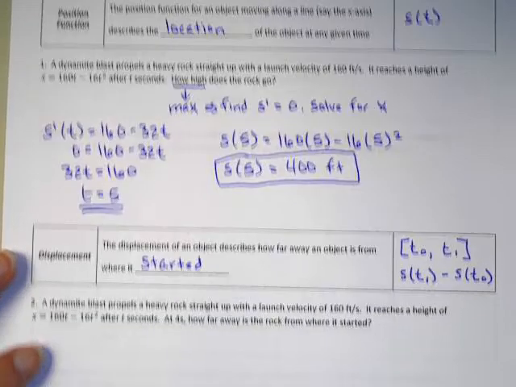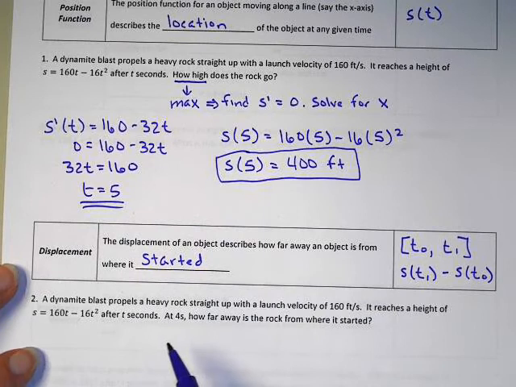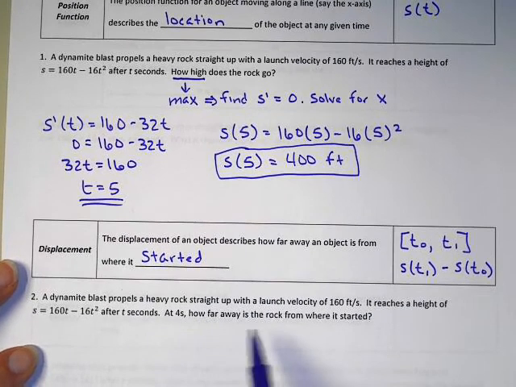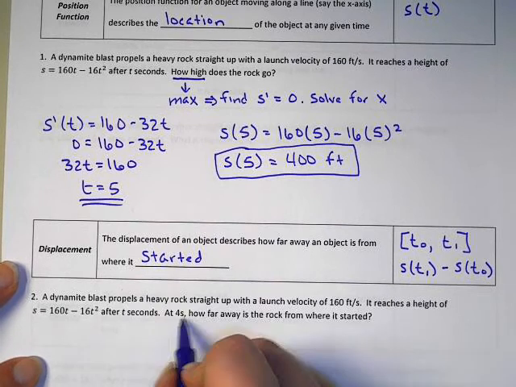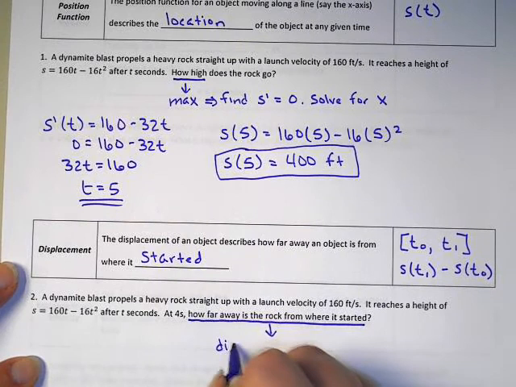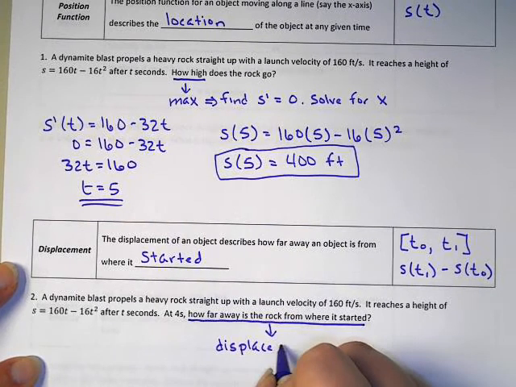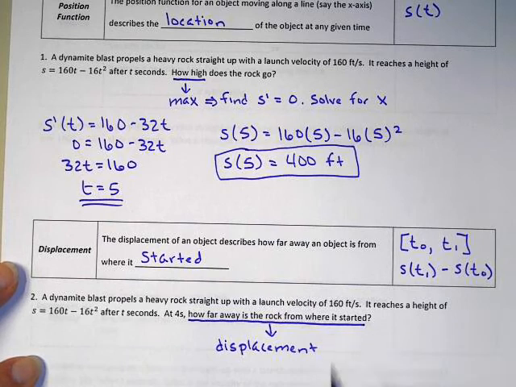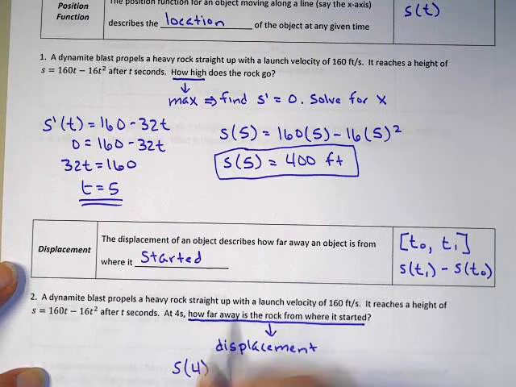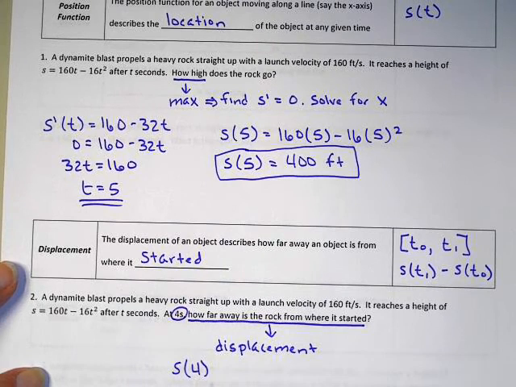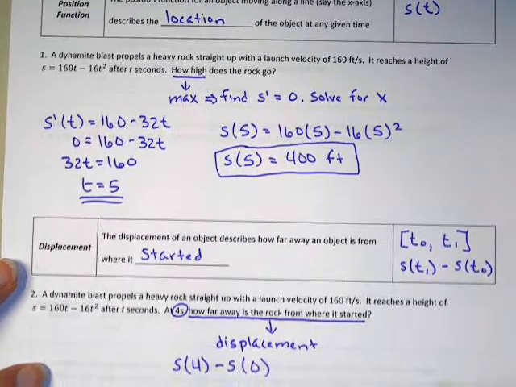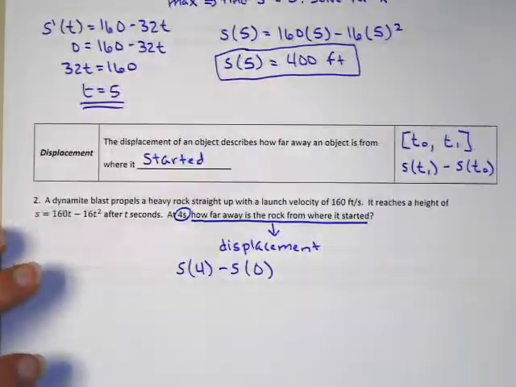So let's look at what this looks like. We have this same function here, the same scenario, and it says at 4 seconds, how far away is the rock from where it started? This how far away from where it started is the key that we're looking at the displacement. Which means I need to look at s of 4, because that's where it's ending, right? It's at 4 seconds. Well, and it started at time t equals 0. So I want to do s of 4 minus s of 0.